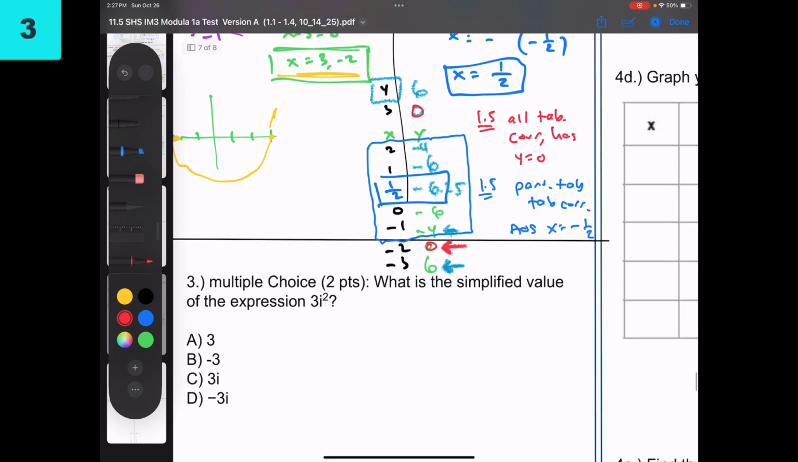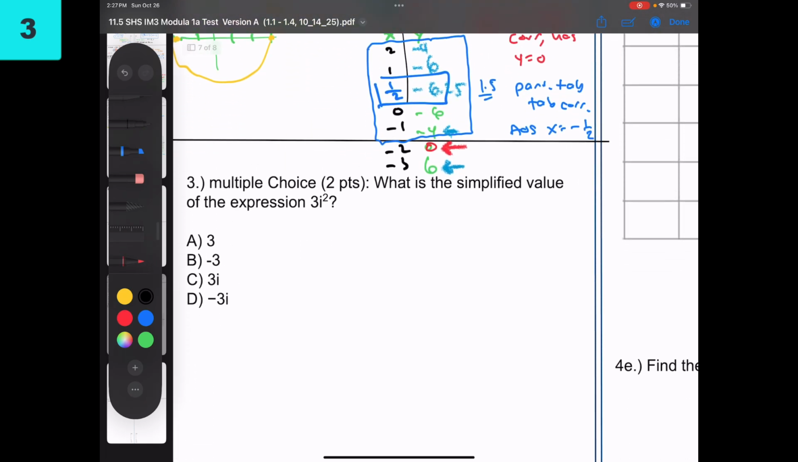Okay? Number 3. What is the simplified value of the expression 3i squared? So 3i squared. Now, i squared is equal to -1, or you can have done something like this. But this would have been the best one because you can just substitute it to be -1. You'll notice that you're multiplying, so it's just 3 times -1, which gives you -3, which would be choice B.